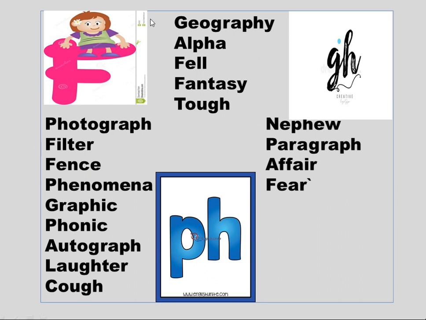Photograph, filter. I have given you these by mixing up the words. Photograph, filter, fence: F, PH and GH. All three give the fur sound. Photograph, filter. If there are more than 2 syllables, phenomena, so it is PH. If the word is too small, we can write F: fair, fantasy. 1 syllable, no? Fear, affair, like this. Paragraph, 3 syllables there, nephew. Okay, so if the word is too long, we have to write PH.